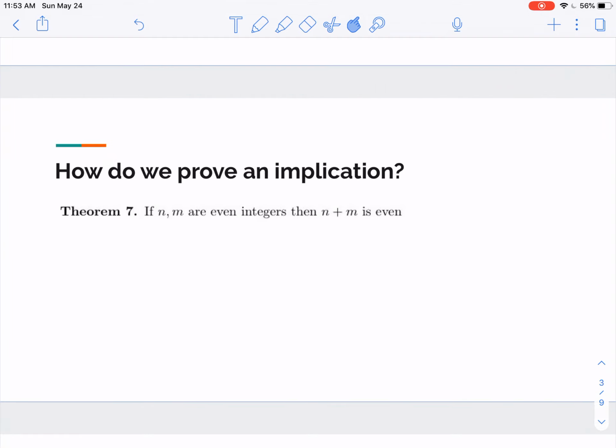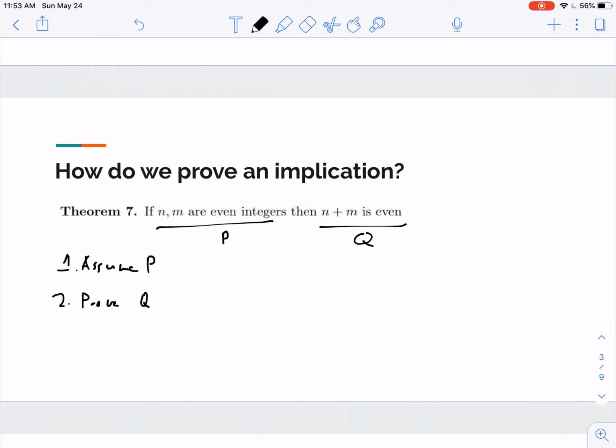Great. So let's do a proof of an implication. And actually, we've already done one. If you remember in the first video, we said if n and m are even integers, then their sum is even. So here, this is P and this is Q. And this suggests a general formula for how to solve implications. The first step is you assume P. And the second step is that you prove Q. And obviously this is a really high-level strategy, but that's because proving Q can happen a lot of different ways.